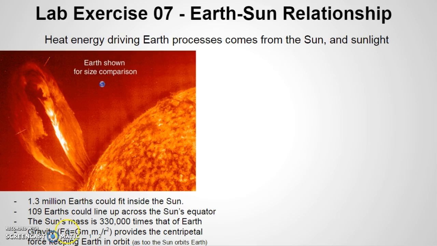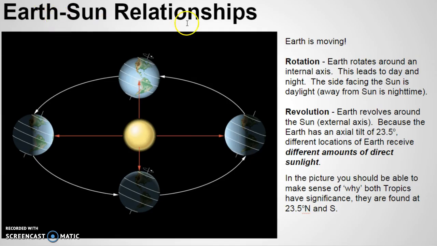Gravity is F_g equals G, this very teeny tiny constant, times m1 m2, those are just two masses, divided by r squared, the distance between them. This is what provides the force keeping the Earth in orbit. And technically, the Sun is orbiting the Earth as well. It's just not as pronounced. The Sun is much more massive.